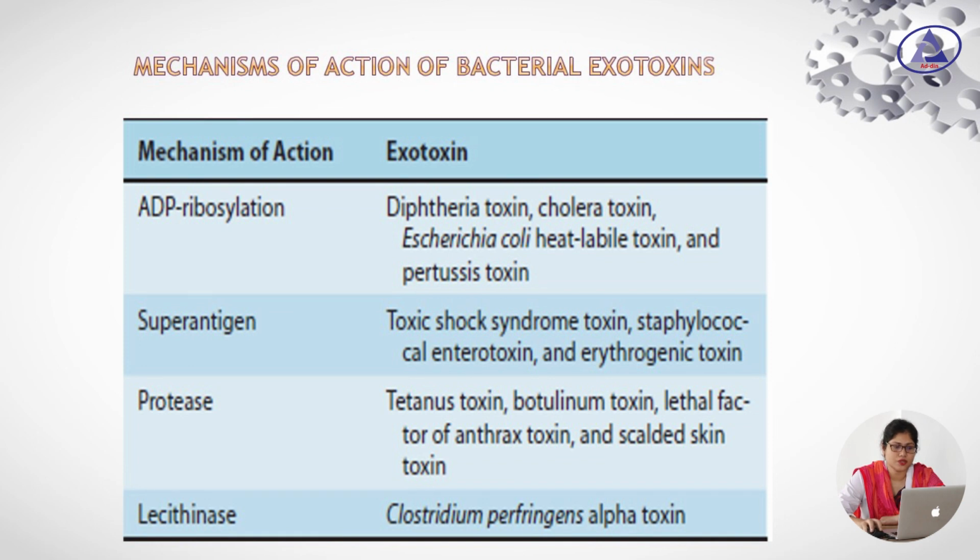Mechanism of action of bacterial exotoxin. It can cause ADP ribosylation in case of diphtheria toxin, cholera toxin, E. coli heat labile toxin and pertussis toxin. It acts as a super antigen in case of toxic shock syndrome toxin and Staphylococcus enterotoxin. It acts as a protease in case of tetanus toxin, botulinum toxin, lethal factor of anthrax toxin and scarlet skin toxin. There is also a mechanism, lecithinase, produced by the Clostridium perfringens alpha toxin.